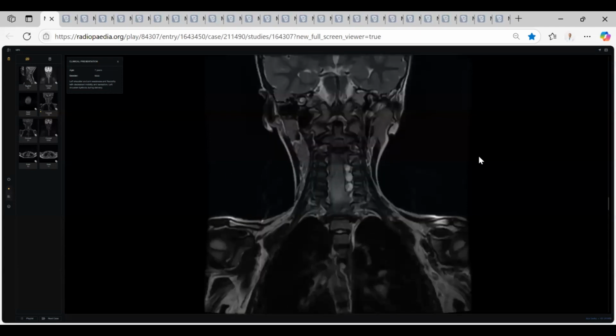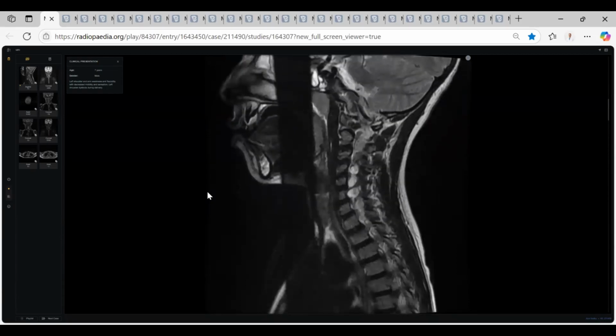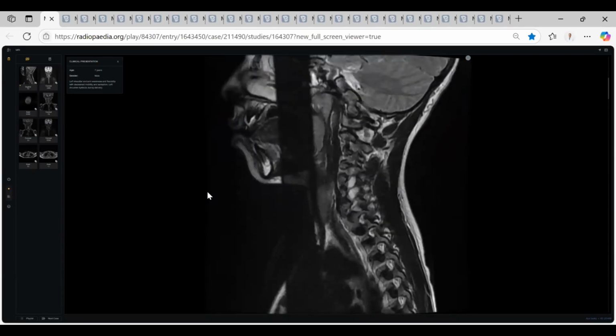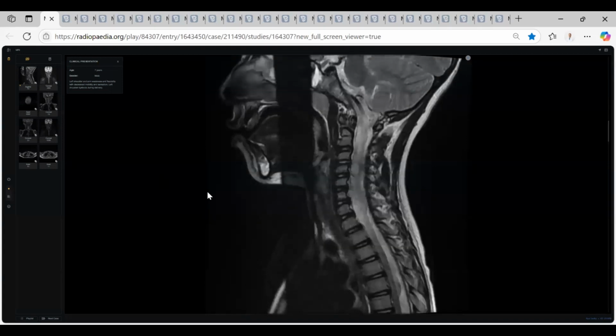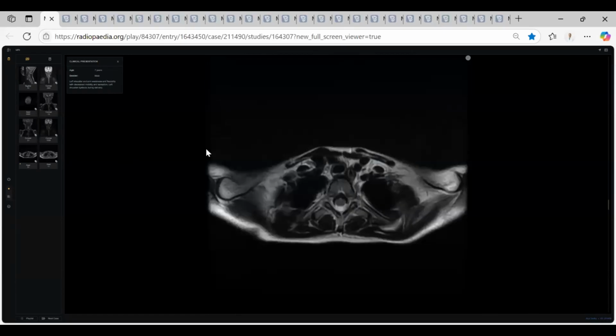I can see a well-defined rounded hyperintense signal seen at the left-sided exit neural foramina at the cervical region. So what's your differential diagnosis? A child has a neurological abnormality on the left side. I'm thinking about spinal meningeal cysts.